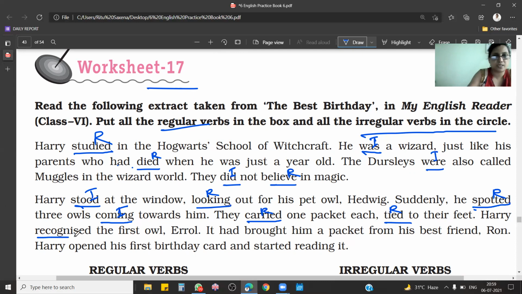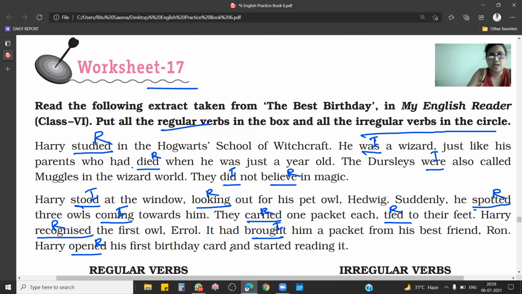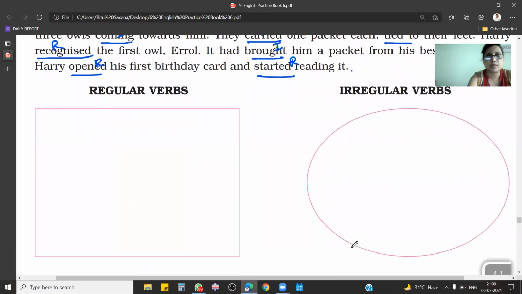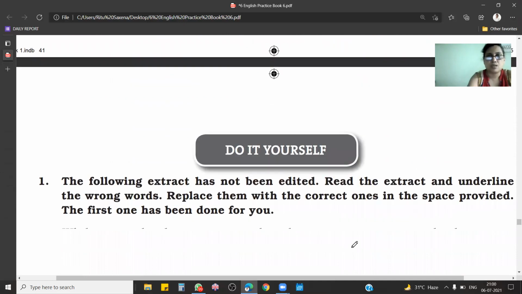Harry recognized means pehchanna, to know the person, acknowledge the person. So this is what? Recognize, regular. The first owl, it had brought, is irregular, him a packet from his best friend Ron. Harry opened will be what? Opened will be regular, his birthday card, and started, this is again regular. And so, solve, you can complete it and fill in all the regular. You put all the regular in this rectangular box and irregular in the oval.